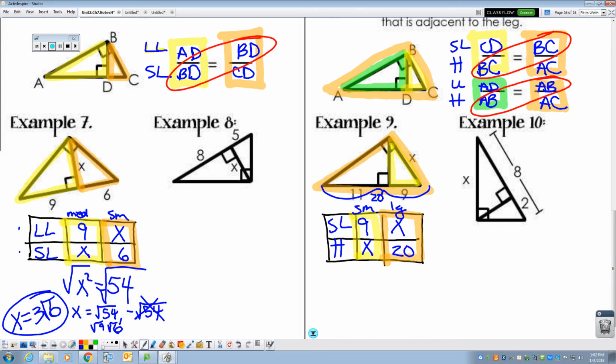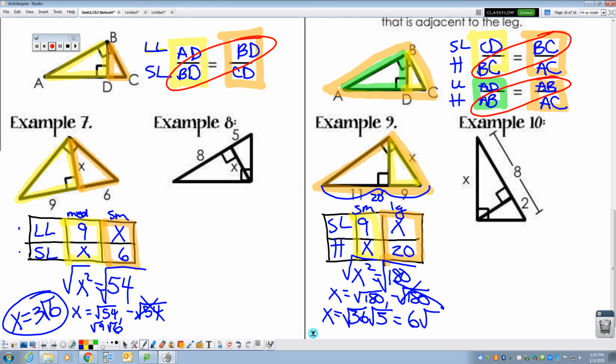And now we cross multiply, which you solve by taking the square root, rejecting that negative, and then simplifying that radical. So we have 6 radical 5 for our missing side.